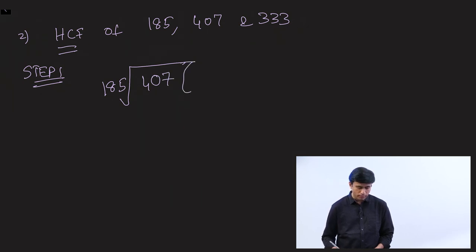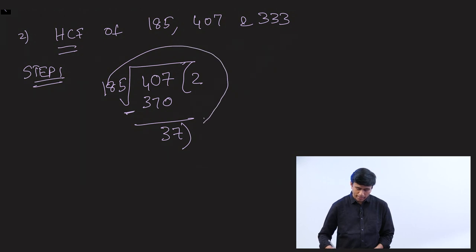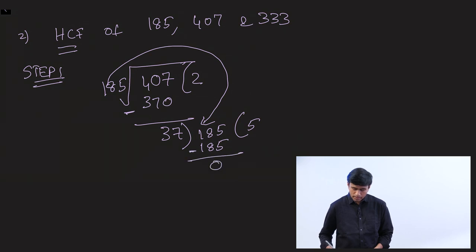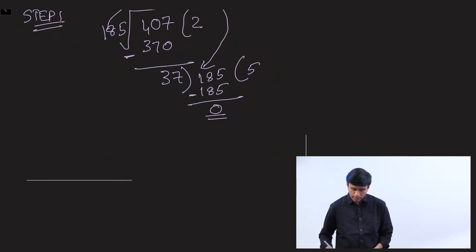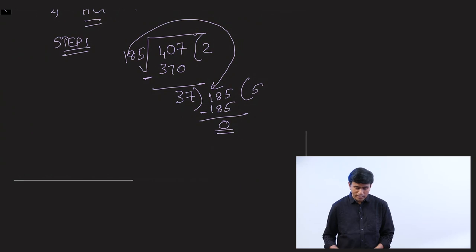So 185 goes 2 times, 370. If you remove that, this becomes 37. Now, we need to bring this 185 all the way here. Remember that step, 185. 37 goes 5 times, 185 is divisible by 37. That's why the remainder is 0. Remember, we have taken only two numbers.